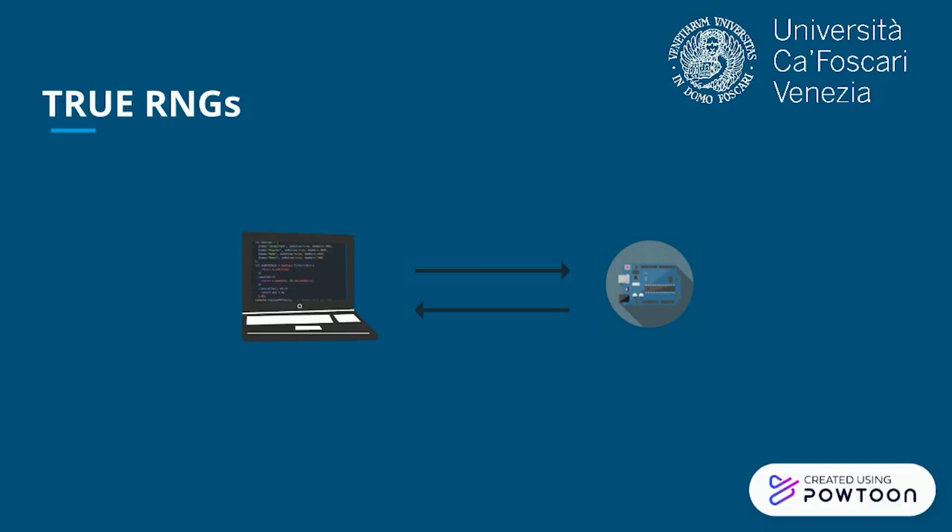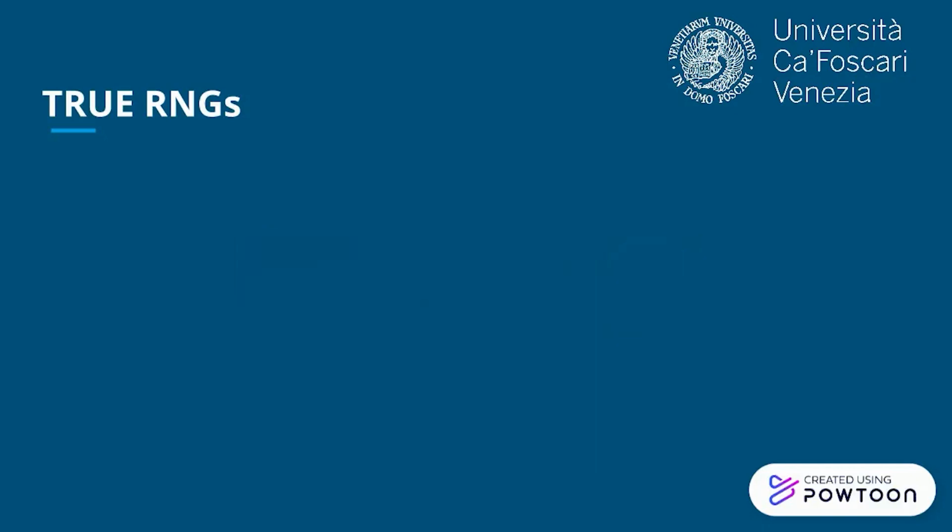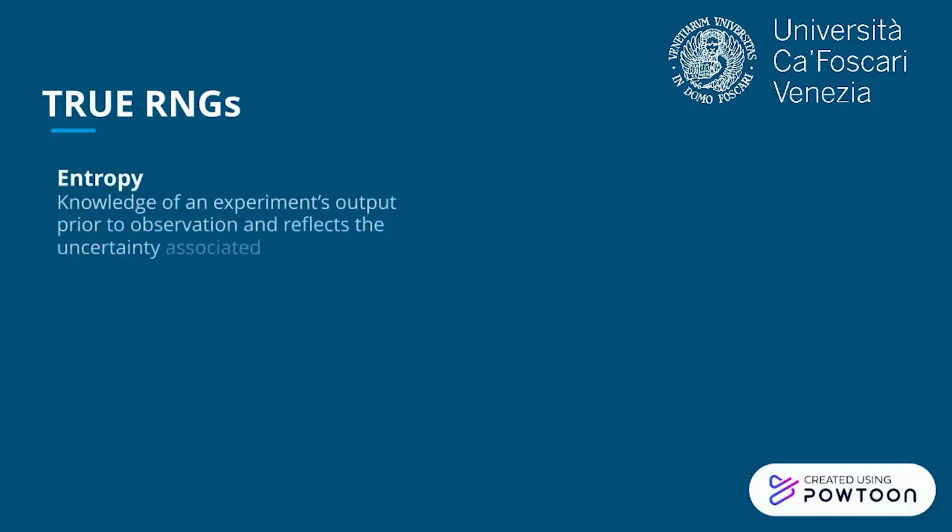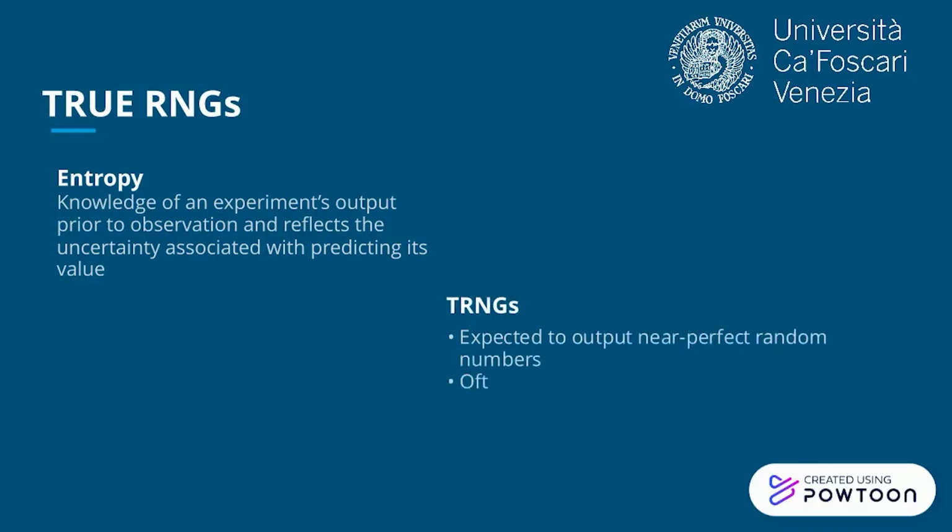The unpredictability of data is closely linked to the concept of entropy. Entropy is defined relative to one's knowledge of an experiment's output prior to observation, and reflects the uncertainty associated with predicting its value. The larger the amount of entropy, the greater the uncertainty in predicting the value of an observation. Of course, a hardware random number generator is expected to output near-perfect random numbers. Because true random number generators are often computationally expensive, they are often used to generate the seed of a PRNG.